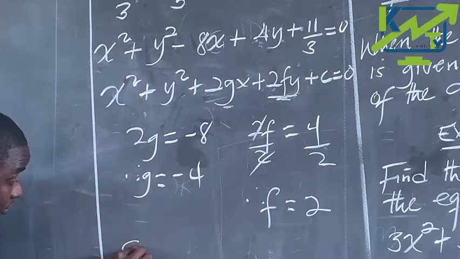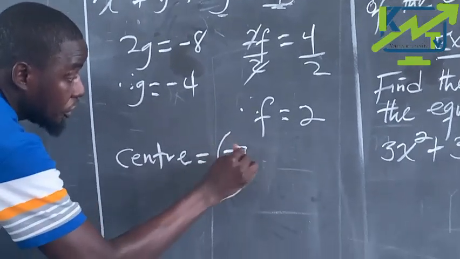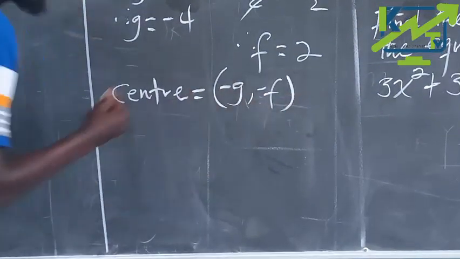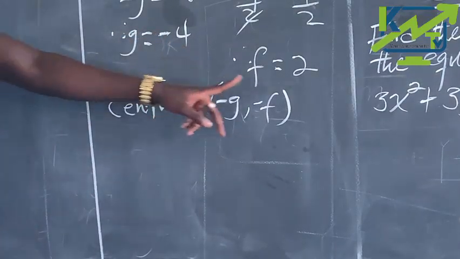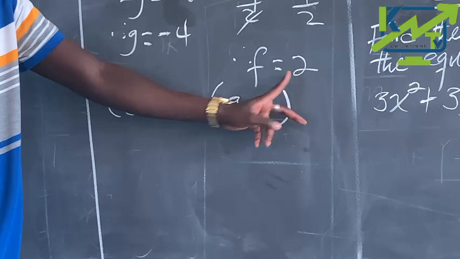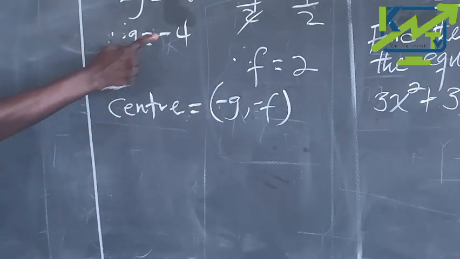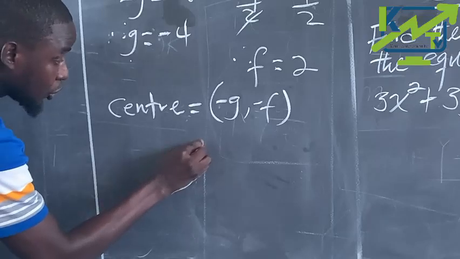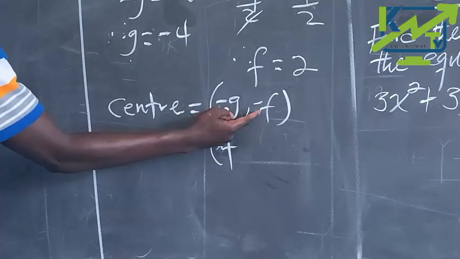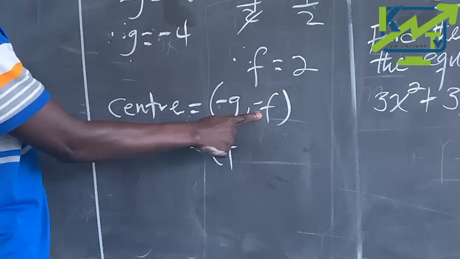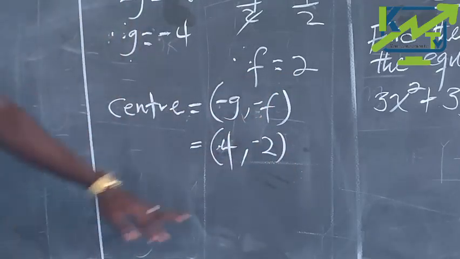Now, the center. We all know that our center is going to be equal to negative g, comma, negative f. Are you seeing that? So we know that here we get negative 4 as our g, and this other one we get positive 2. So if you look at the formula, we have negative here, we also have negative here. So this negative and this negative is going to be positive 4. And here is positive, and here is negative. So obviously, this one is going to be negative 2. So this is the center of the circle.